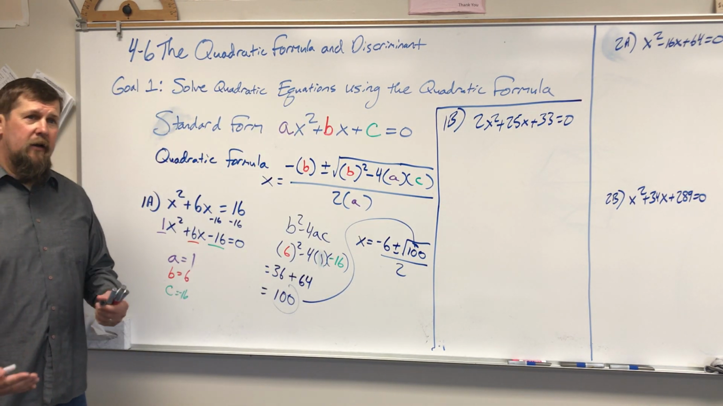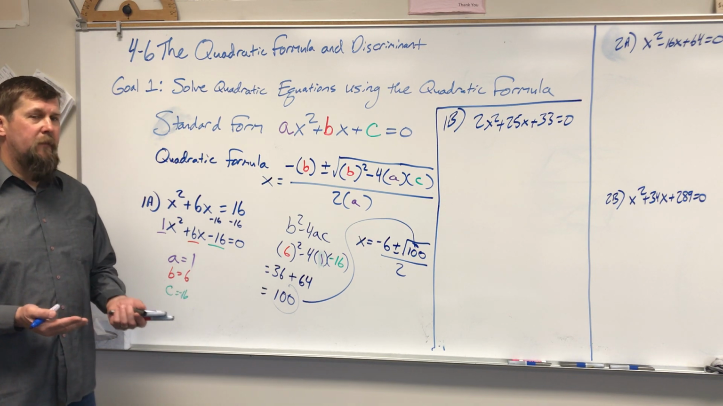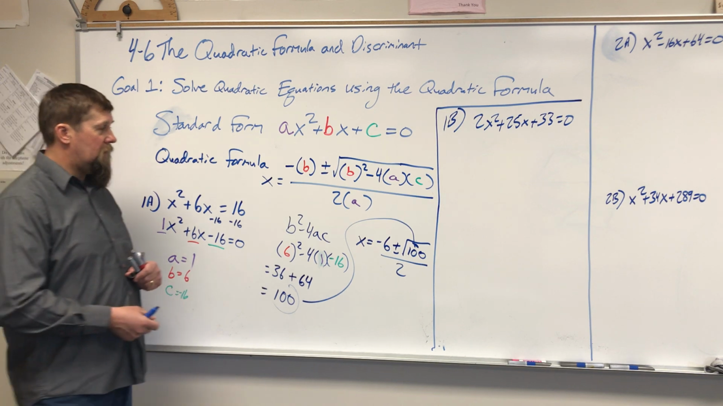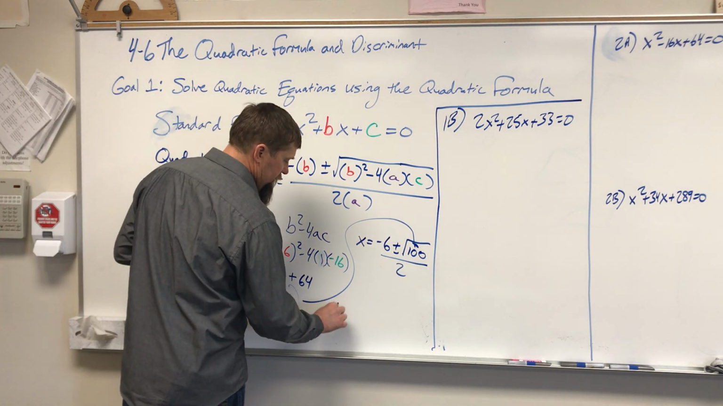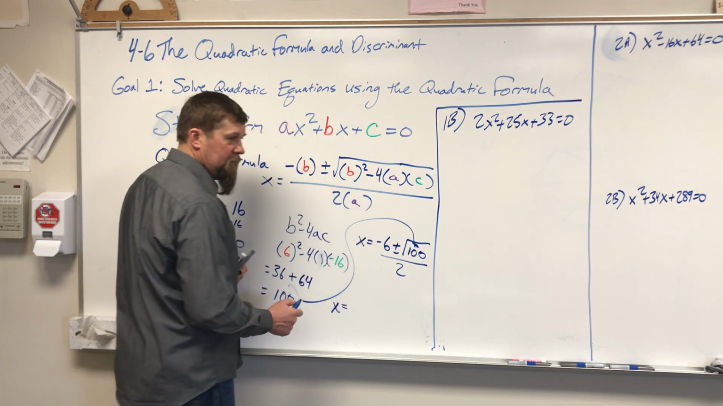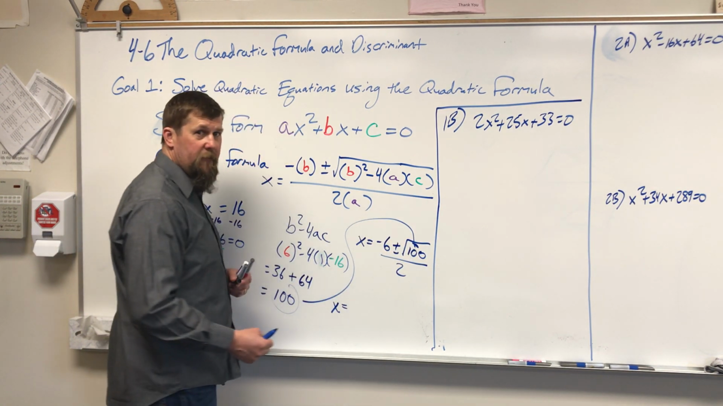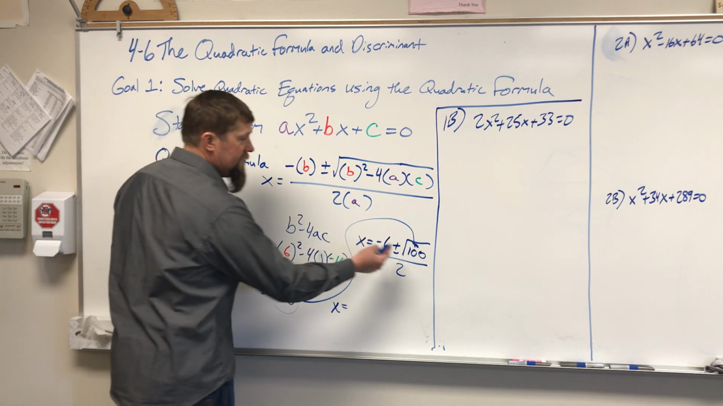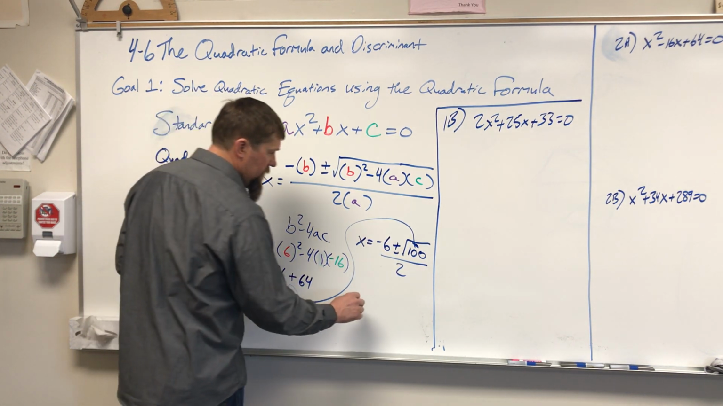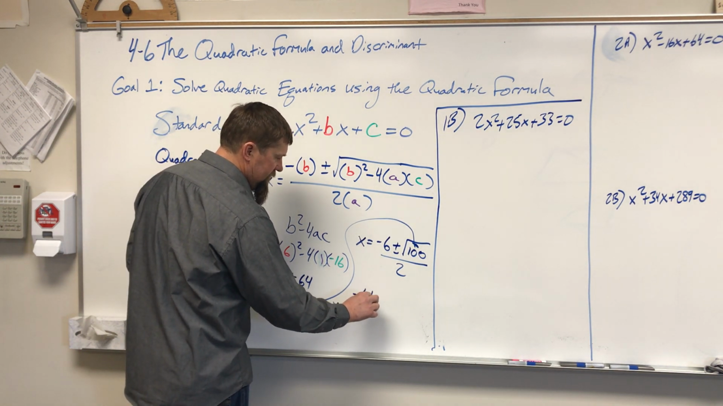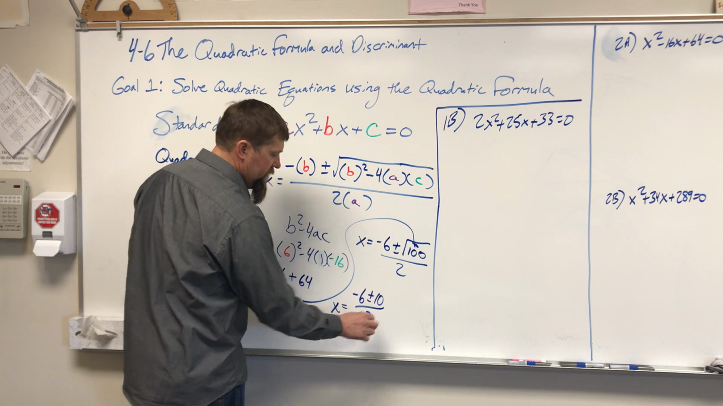Now, this is where you need to be able to simplify. And this one's not hard to simplify, but you do need to know how to do this. So, when you're simplifying this, you can take the square root of the discriminant if it's a perfect square. If it's not, you're going to see what to do in a little bit. This happens to be a perfect square. 100 is a perfect square, so it's 10. So negative 6 plus or minus 10 over 2.